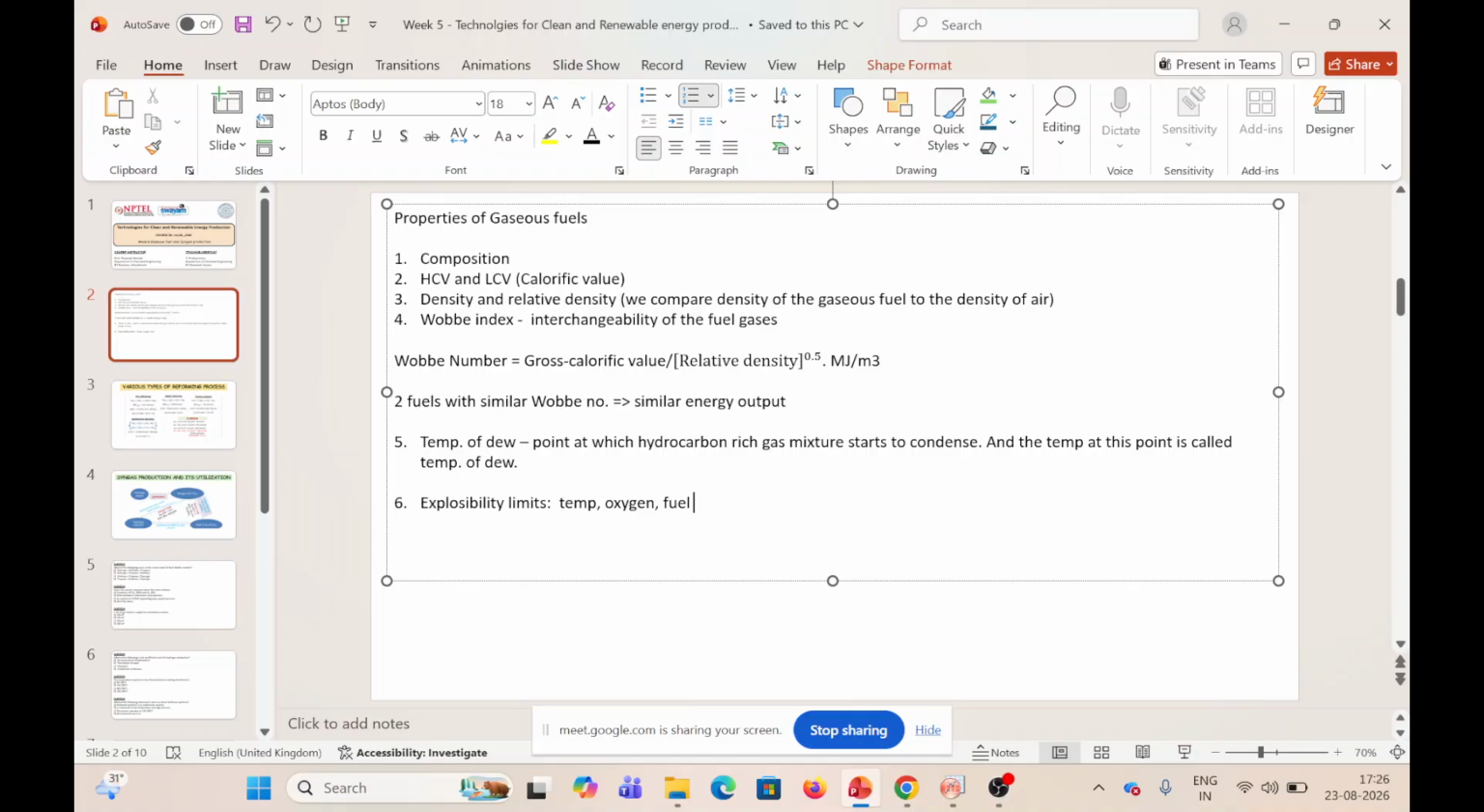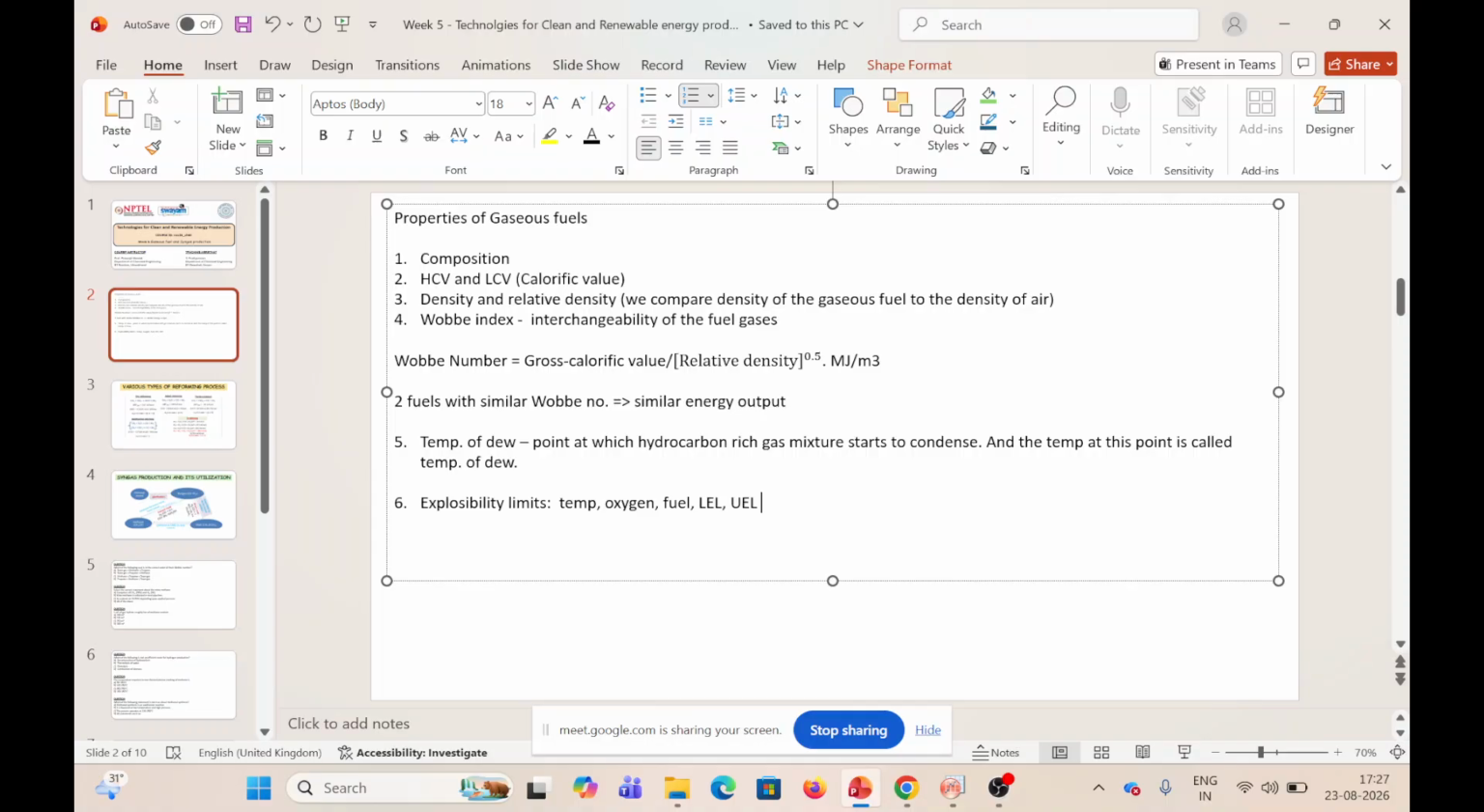So here, in case of the explosibility limit, we have two different parameters. One is LEL and another one is UEL, that is lower explosibility limit and upper explosibility limit. So lower explosibility limit is nothing but the minimum concentration of that combustible gas which is necessary to support the combustion in air. So what will be the minimum quantity of the fuel that will be required so that the combustion can actually start?